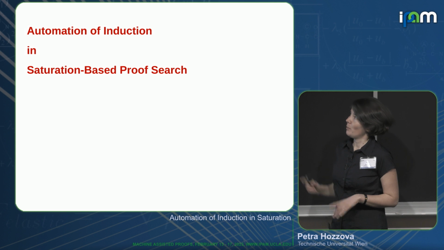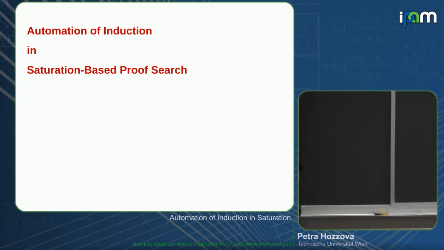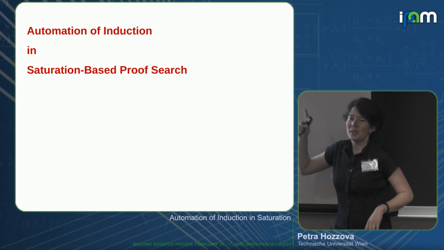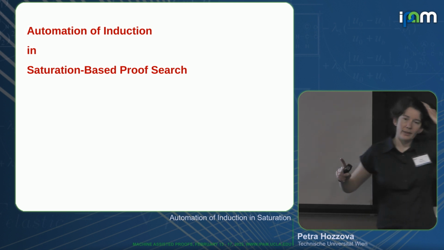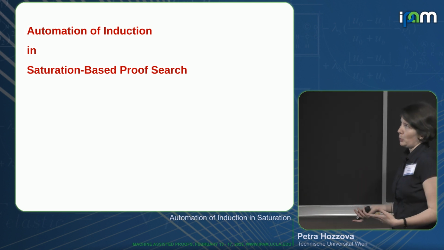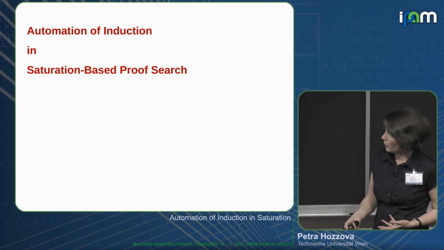Okay, so automation of induction in saturation-based proof search is the moment where I promise to explain the individual words individually. By automation here, I really mean full automation. The only thing that comes from the user is the input. That would be some logical formula.